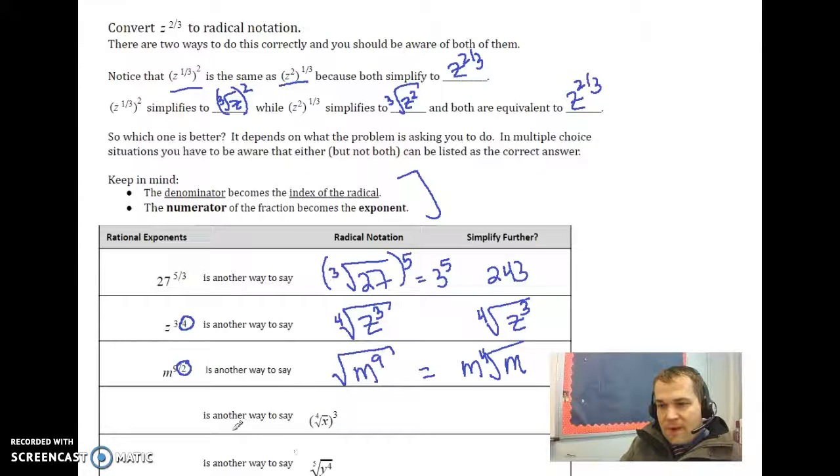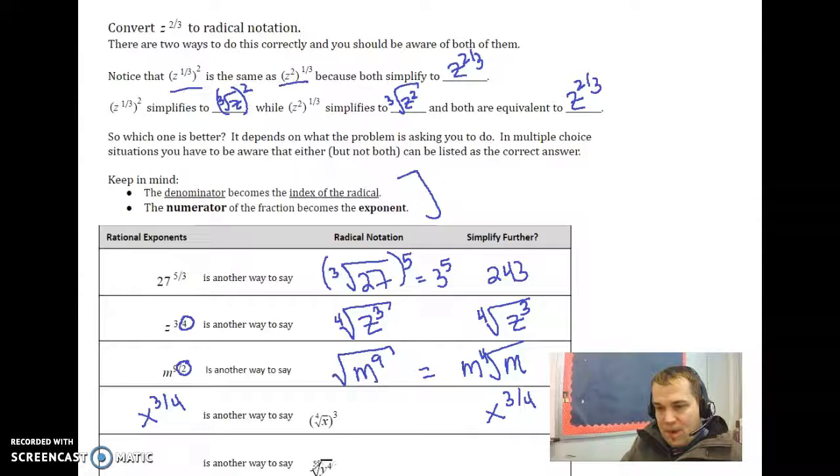As we go down for the next examples, here's an example where it's already written in radical notation, and now I want to flip to the exponential form. This is a little bit more straightforward because basically the index of your radical is your denominator, and any exponent you have is going to be your numerator. So another way to say the 4th root of x cubed is x to the 3/4 power, and I don't want to do anything different than that.